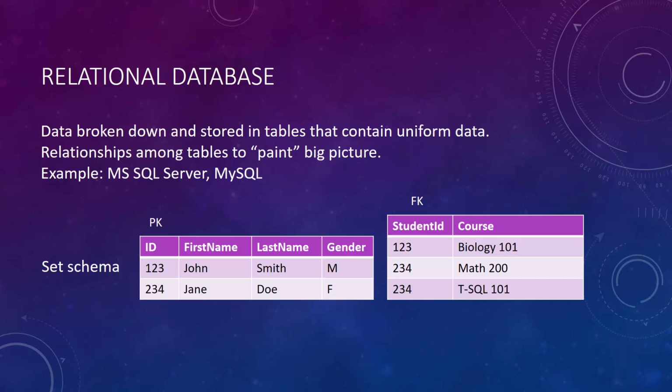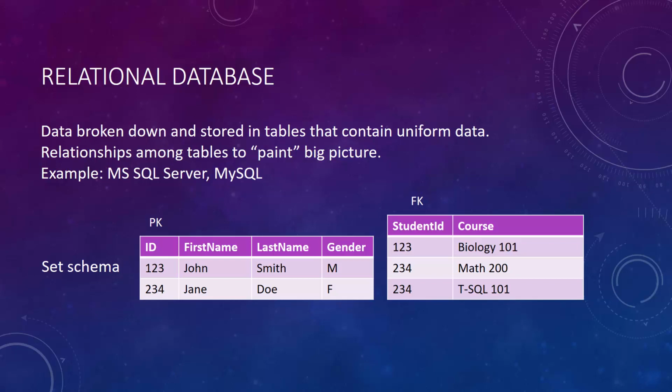And whenever we need to create reports or certain applications that need to show data from different domains of a business, that's when we create relationships and join these tables together to be able to paint a big picture.